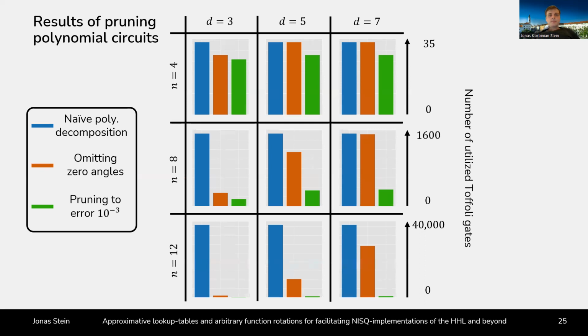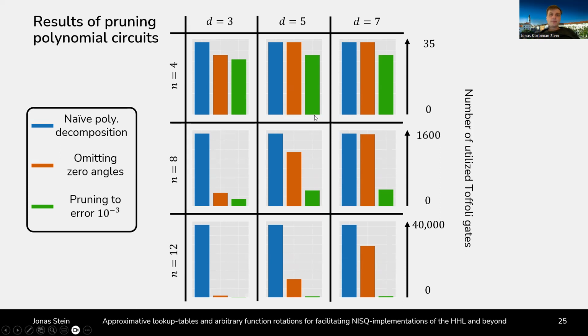Exactly. And then, just to get some practical numbers in for this, we also use the arcsine function, looking at different numbers of precisions. In this case, we did a polynomial approximation of that, with d denoting here the degree of that polynomial. On the left is the naive polynomial decomposition that you could do. In the middle is when you cut out the 0 rotation gates, so rotation gates with angle 0. And then our approach with pruning involved gives an error up to 10 to the -3, so 3 digits after the comma.